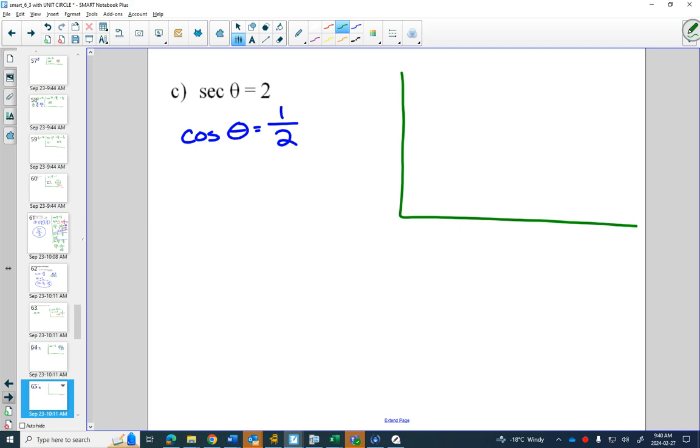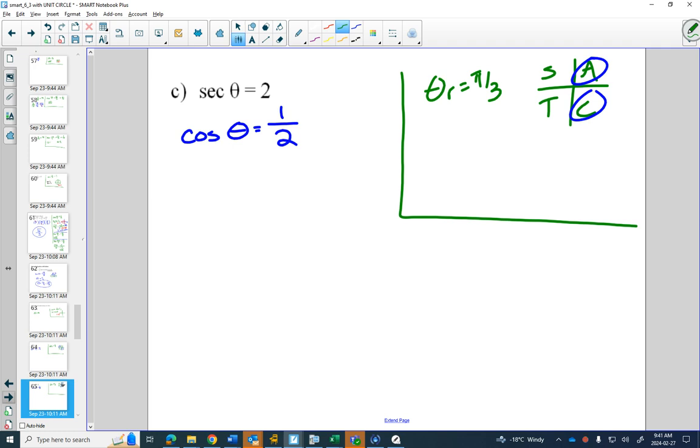So if secant theta is 2, then cos of theta would be the reciprocal. Again, the angle's not changing. The ratio is the reciprocal. And from that, I would be like, in my thinking box, oh, that's definitely my pi over 3 family. I'm definitely looking where cos is positive. That's in quadrants 1 and quadrant 4.